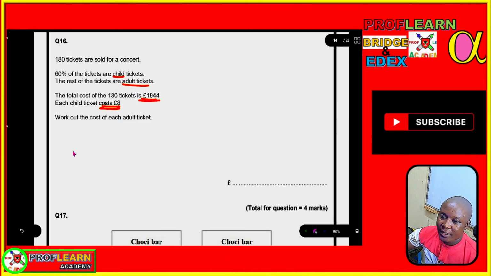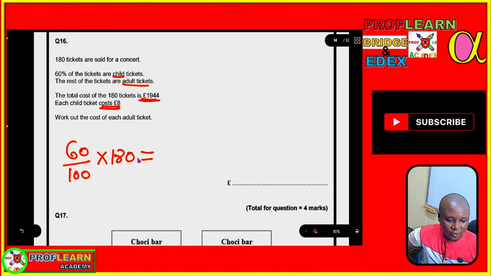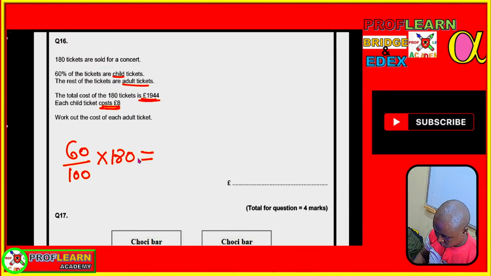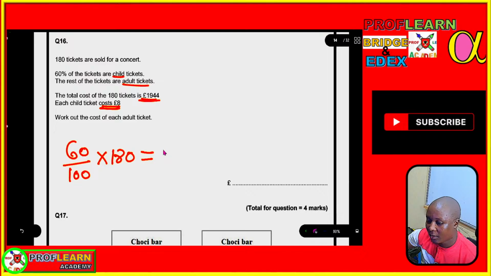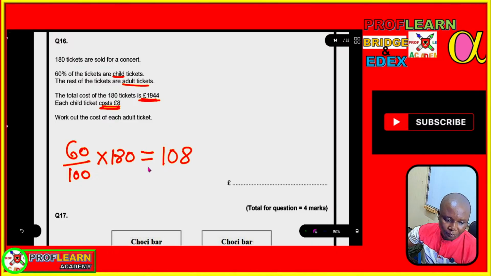So 180 are sold. So 60% is 60 over 100 times 180, and that is going to give us a total of what? If you work it out, 108. Then we need to know of this.